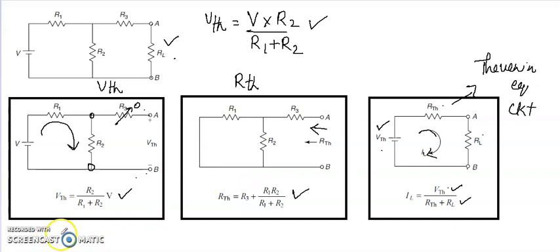So now we have seen the brief idea of how to find the Thevenin equivalent circuit. Now we'll be moving on to its details. We have got three types of problems in Thevenin's theorem, that is with independent sources only.